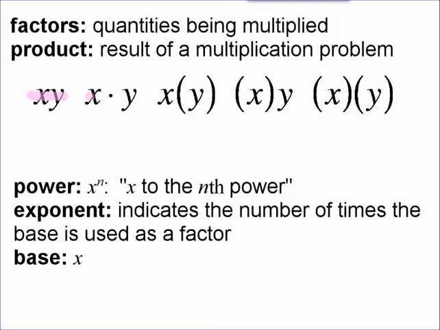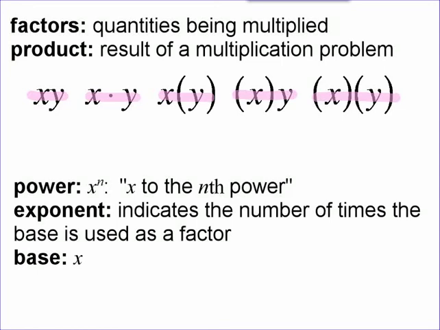You'll see it written this way with the dot, x dot y. You will also see it written with the y in parentheses. That also means x times y. X is in parentheses, y isn't. Still means x times y. And then both in parentheses. That means x times y.